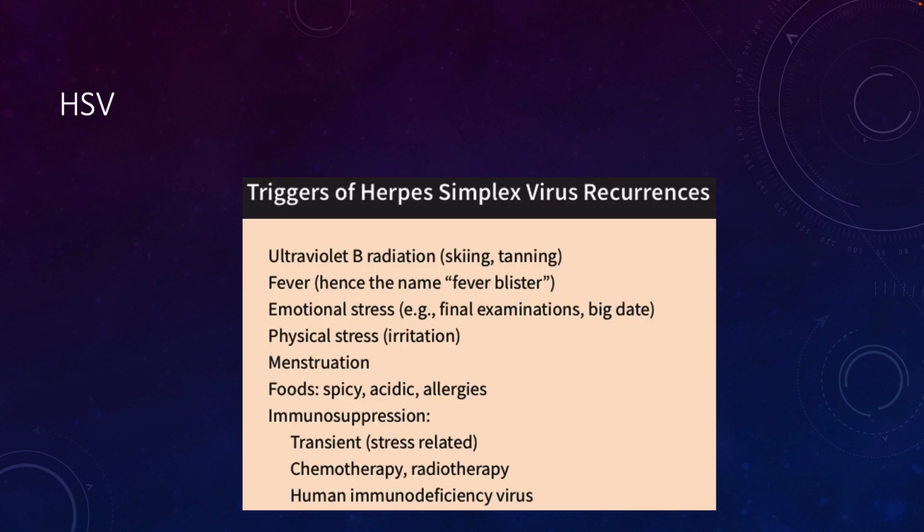What triggers a recurrence? So when you have the initial infection, you're going to have the lesions. The lesions will go away, but what causes them to come back? Lots of things. Ultraviolet radiation, so skiing or tanning, fever, which is why they sometimes call them fever blisters, emotional stress, so finals, a big date, which really sucks. You're going to go on a big date, you're a little bit nervous, under emotional stress, and then you get a cold sore. That's not really going to help. Physical stress, so irritation, menstruation, spicy food, immune suppression. So lots of things basically can trigger these viruses to come back.